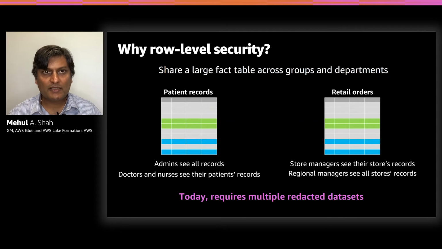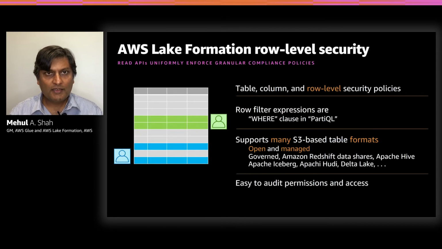Today, if you want to allow these kinds of accesses, you have to make copies of your data and set up ETL pipelines to maintain those copies. And those multiple redacted data sets are expensive and cumbersome. Lake Formation row-level security makes this all very easy. You can now provide security policies at the table, column, and row level. And these security policies are uniformly enforced, so you can build and maintain granular compliance policies across your organization.